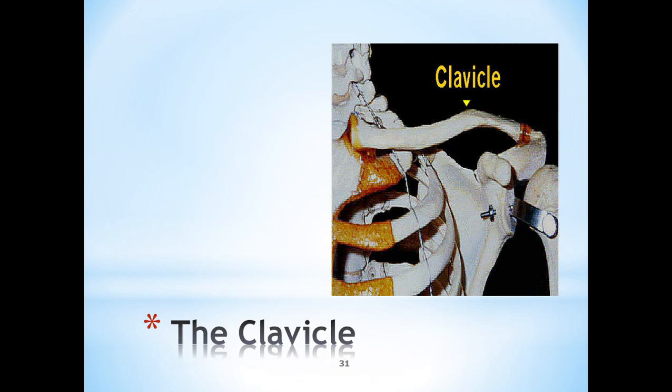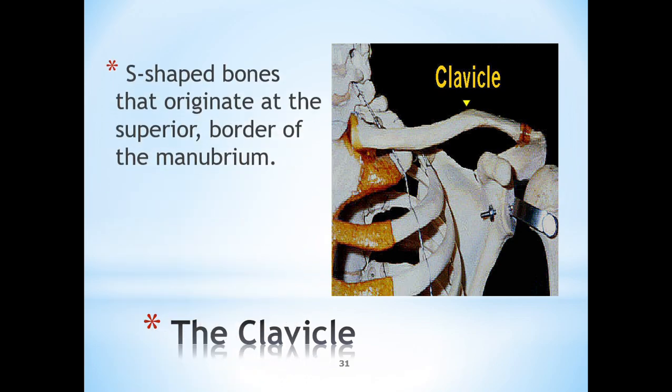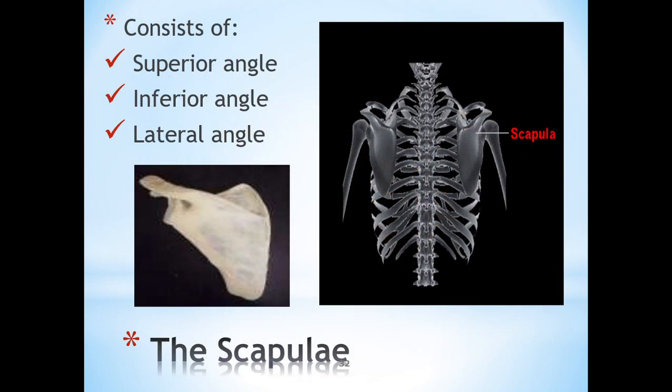The clavicle. This is the clavicle. It's an S-shaped bone that originates at the superior border of the manubrium, and the clavicle is also known as your collarbone. That's why they are known as the clavicle. And they permit our movement. And then the scapulae or the scapula, ito yung wings naman natin sa likod. It consists of superior angle, inferior angle, and your lateral angle. Parang yung wings ang itsura nila, yung scapula.